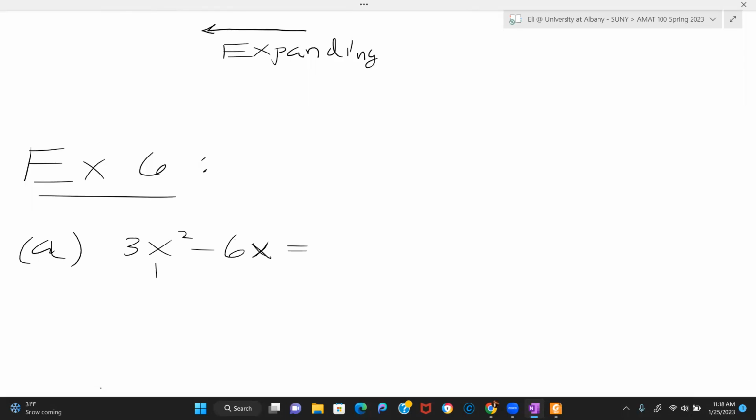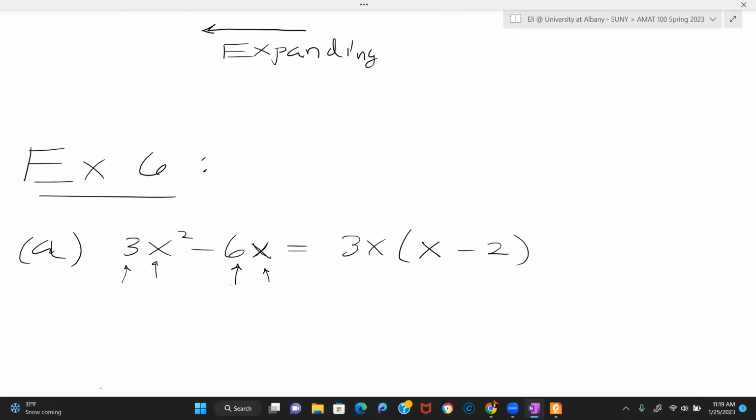Well, there's definitely an x in each one. In the first one, there's an x squared, which is x times x. And there's a 3 here, but there's also a 3 in disguise here, because 6 can be written as 2 times 3. So we can factor out a 3 and an x. When we do that, there's no longer a 3 here, and we just have one x.